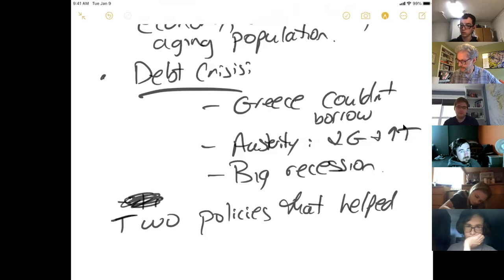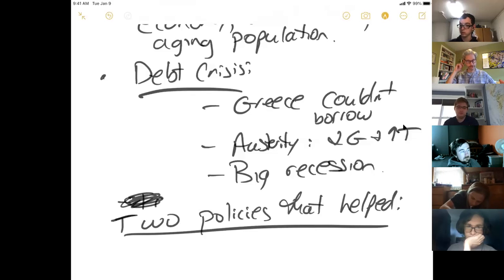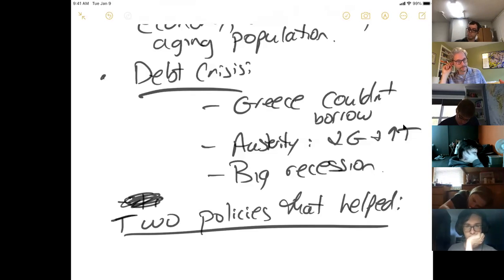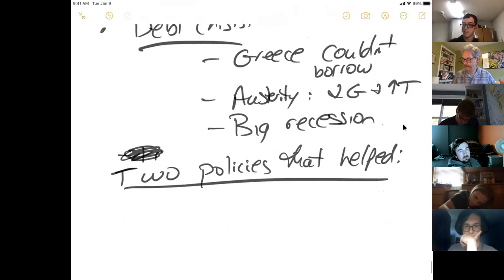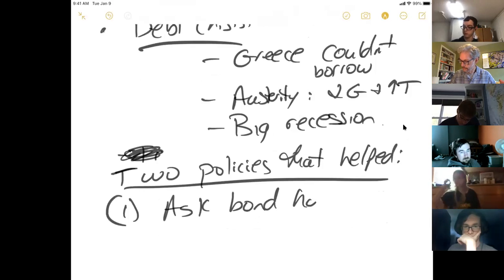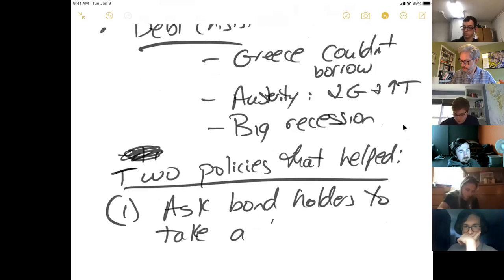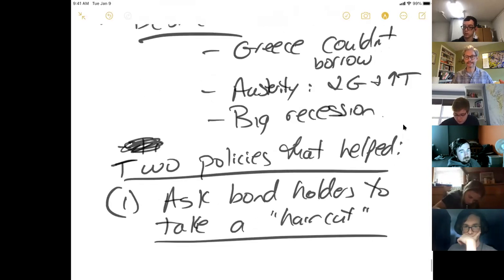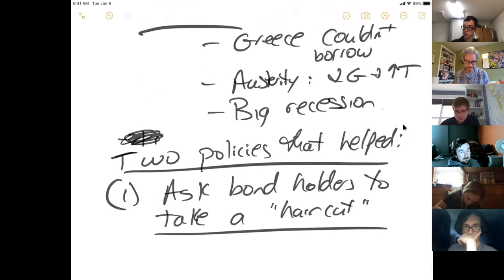There are two policies that helped Greece, and we should probably talk about these a little bit. Because there are a couple of things that governments can do when they have a debt crisis. One, is they can ask bondholders to take a haircut.